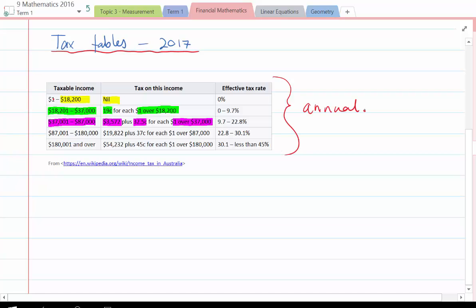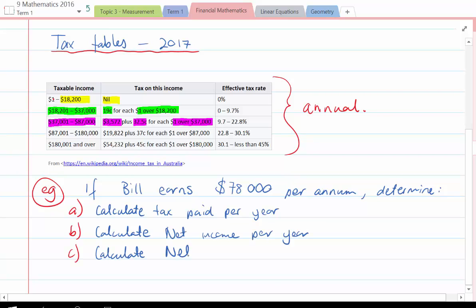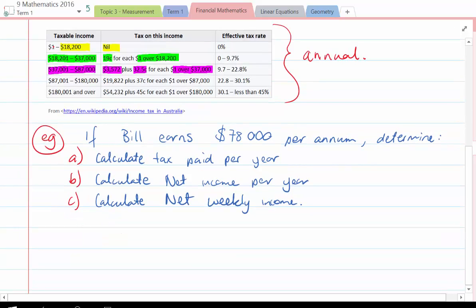I'm going to really quickly go through a simple example to see how this works. Right. So if Bill earns, let's say, 78,000 per annum. Remember, per annum means per year. Determine, and we'll do a few things here. We'll start by saying we just want to work out how much tax he pays per year. We'll then work out his net pay, his net income for the year, and then we can calculate his net weekly income. So how much does he earn per week? All right, so we'll start with calculating tax.